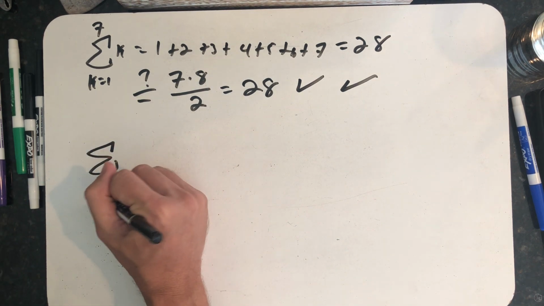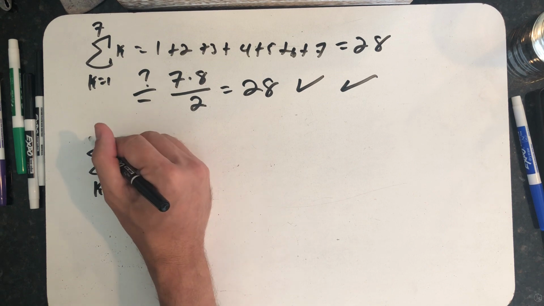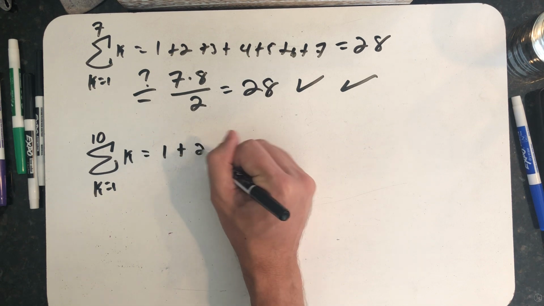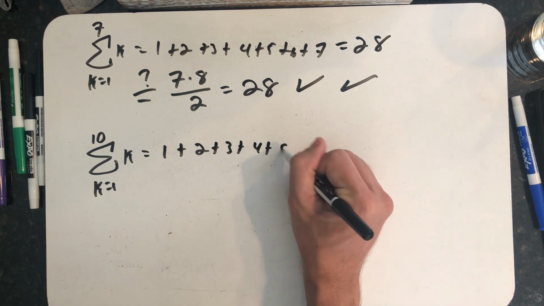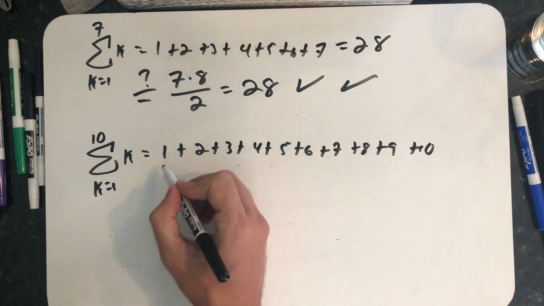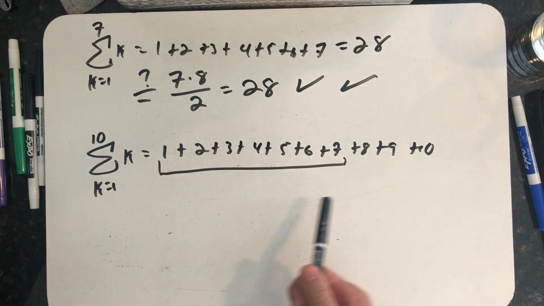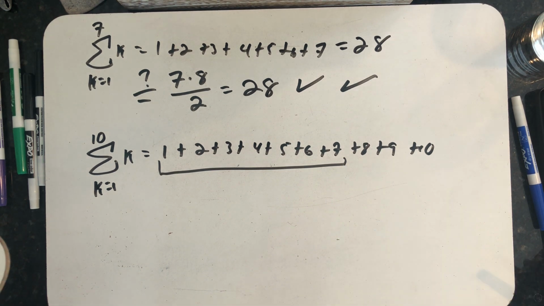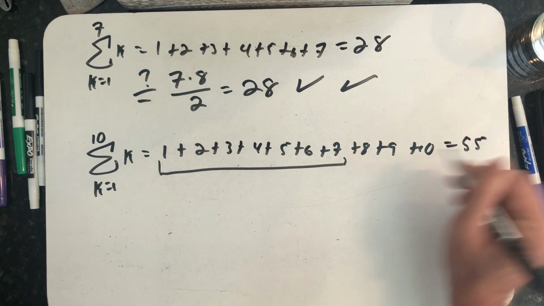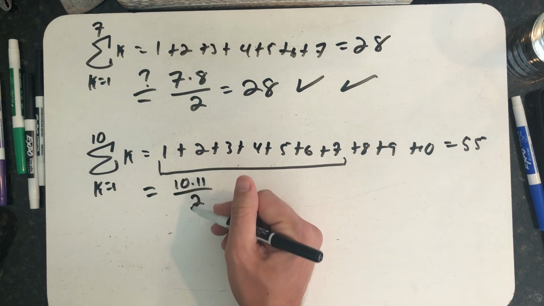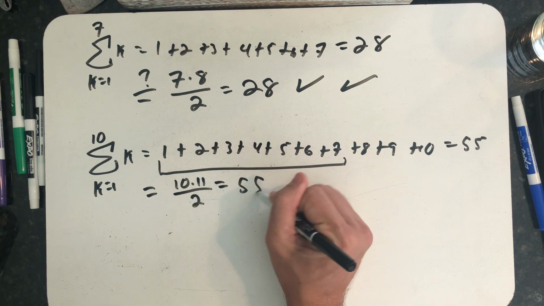Now, we've already proven it, so it kind of had to work, but let's just do it one more time. Let's imagine that we had to add up the first 10 whole numbers. I know that the sum of the first 7 whole numbers is 28. So I just need to add 8 plus 9 plus 10, which is 27 more, and I'm going to get 55. According to our formula, that should be 10 times 11 all over 2. 10 divided by 2 is 5, times 11 is 55.